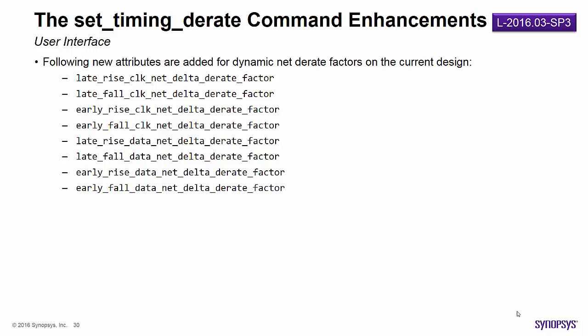Following is the new attribute. The following new attributes are added to dynamic net delay factors on the current design: rate rise, rate fall, early fall for the clock net delta delay factor, and rate rise, rate fall, early fall for the data net delta delay factors.